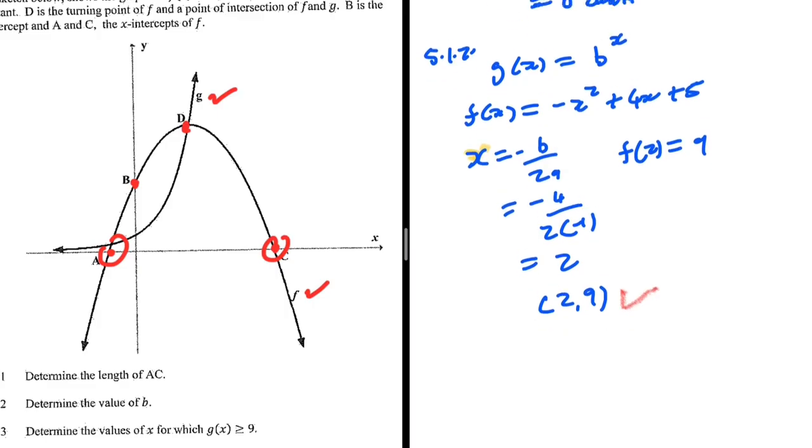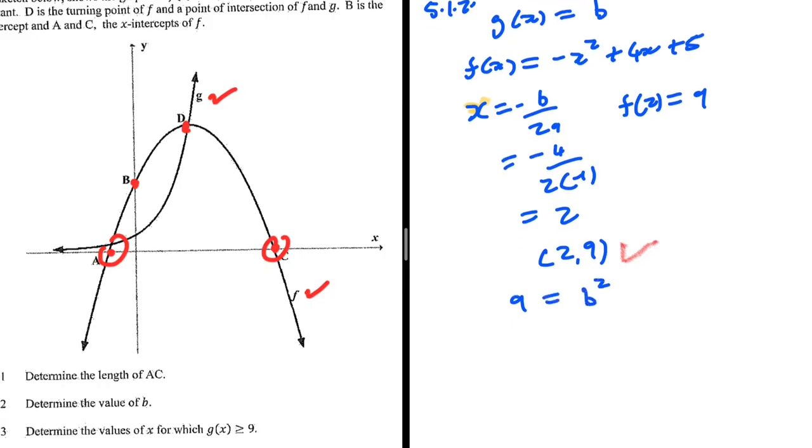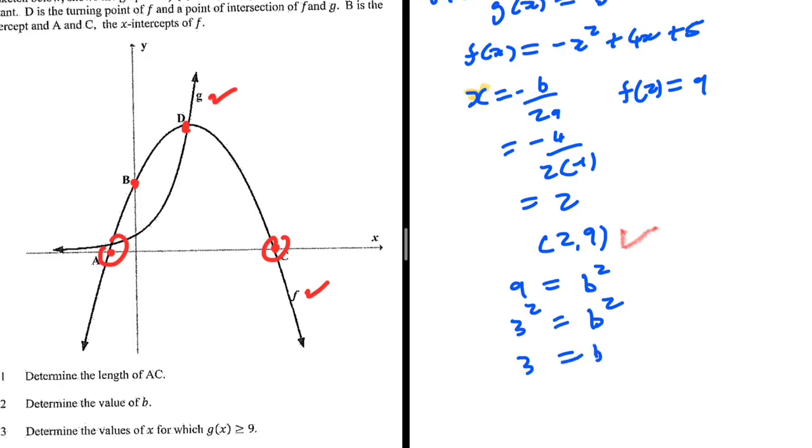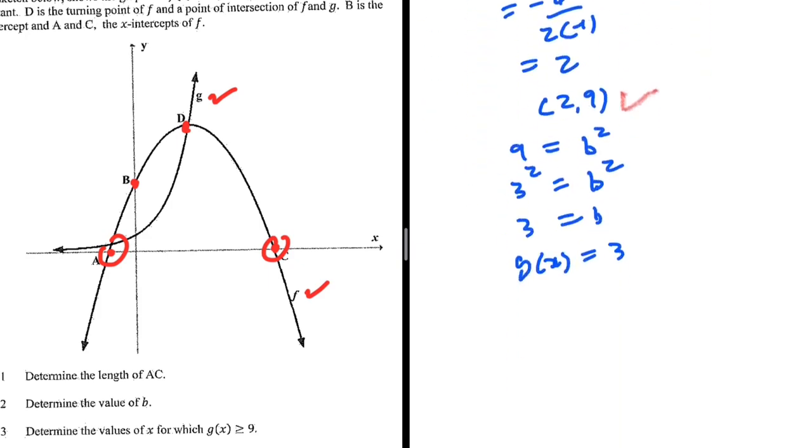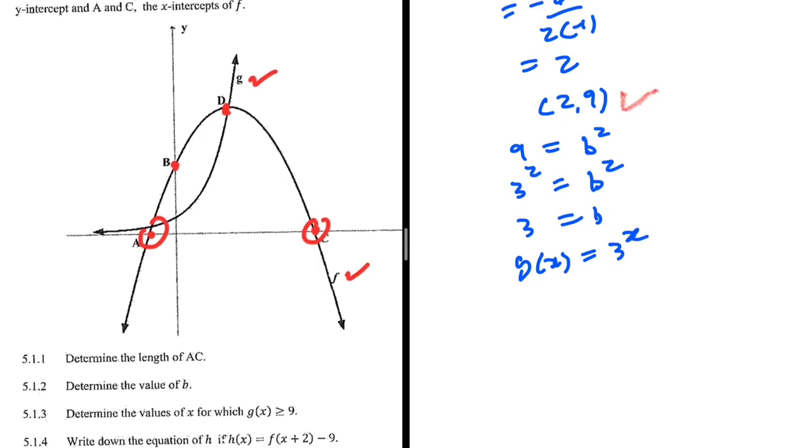In doing that, we're going to have 9 is equal to b to the power 2. We want the same exponents so that we can just equate the bases. How do we do that with 9? 3 to the power 2 is equal to b to the power 2. So 3 is equal to b. There we go. So g of x is just equal to 3 to the power x. There we go. That is 5.1.2.